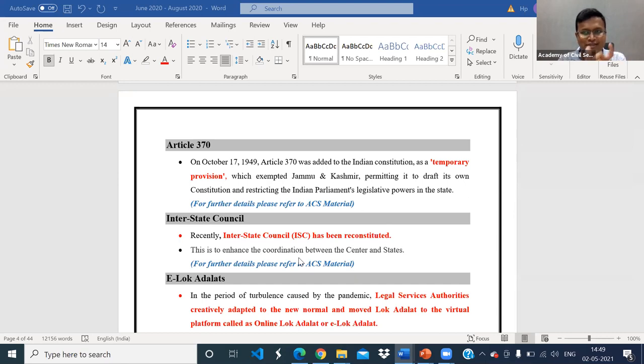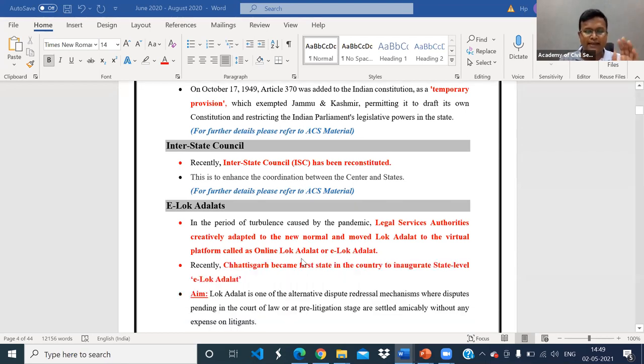Article 263, we have discussed in the class, and it is there in the material. Please refer to the material and the PPT of the class for that.